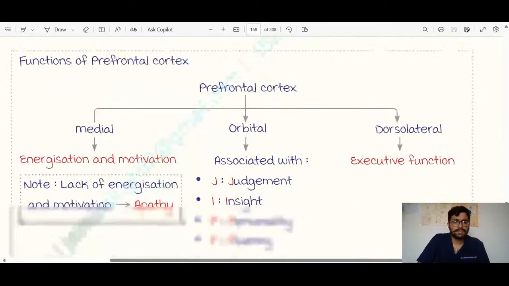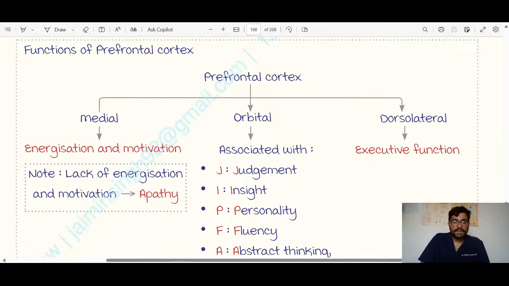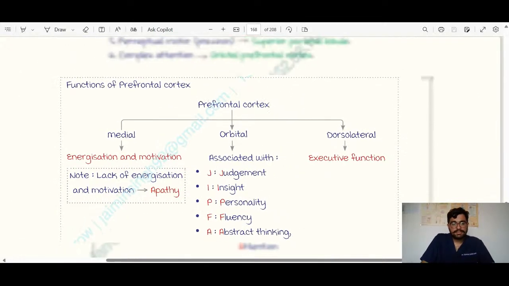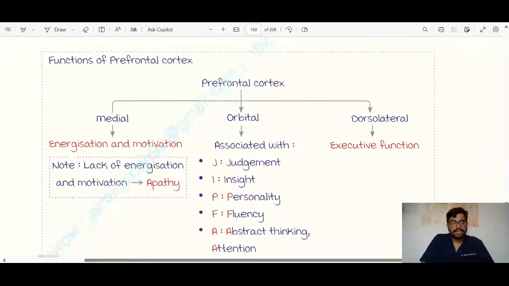What are the functions of the prefrontal cortex? There are important functions for the prefrontal cortex: medial, orbital, dorsolateral. Energization and motivation; note, lack of energization and motivation results in apathy. That is the function of the medial part. Then the orbital part of the prefrontal cortex, which we associate with one trick.